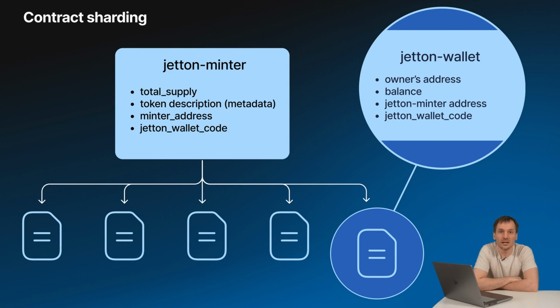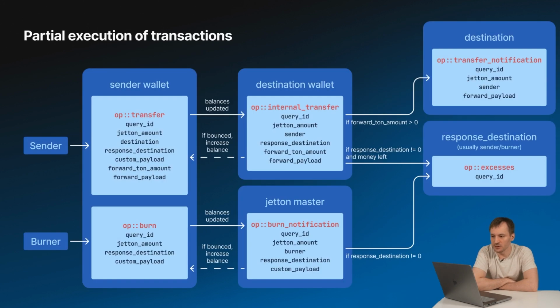That is, get ready so that your contract turns into a group of contracts, and they will actively interact with each other. What follows from this? A new, unique property appears in the logic of your contract: partial execution of transactions. For example, consider the message flow of a standard Ton Jetton. Look at the picture. Here is the Ton Jetton message flow. What follows from the diagram?